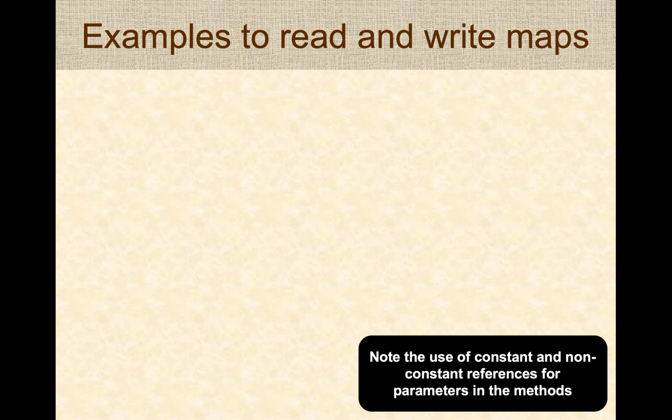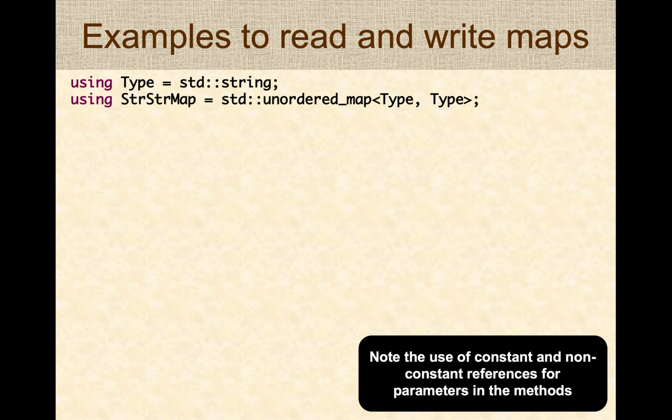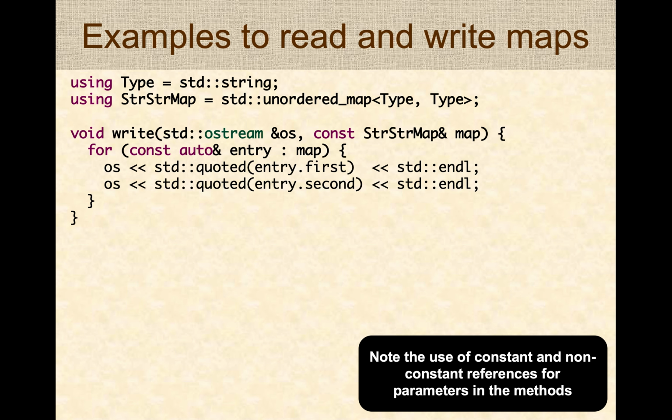Let's look at a few examples to read and write maps just as a handy reference. Here we are going to create an alias called a type, and then we are going to create a string map. Notice the use of nested aliases as we go through. So here we create an unordered map where the key is a string and the value is also a string. Here's an example of a simple write method that iterates over each entry in the map and prints the first and second within double quotes. Here quoted is used so that if the first or second has multiple words, it'll be handled.